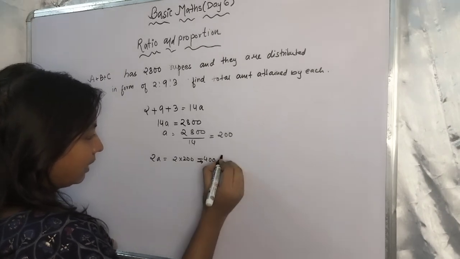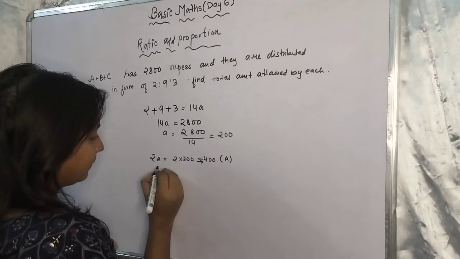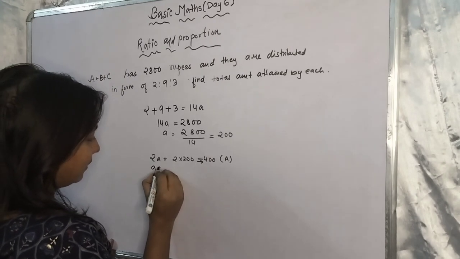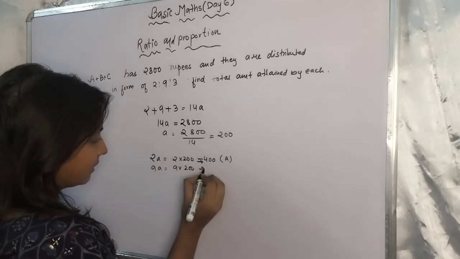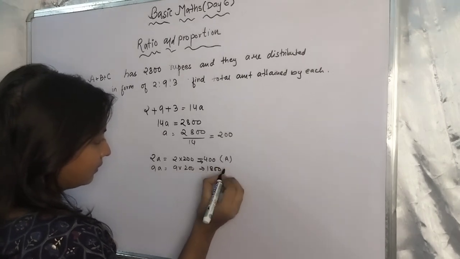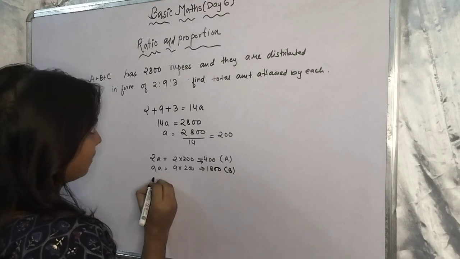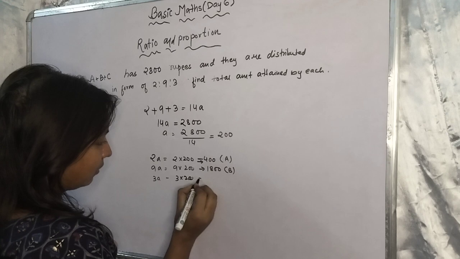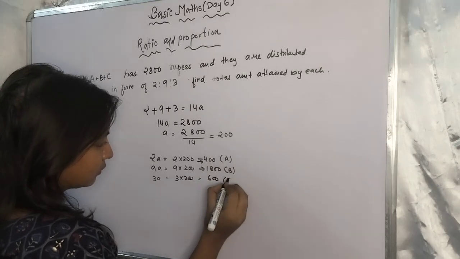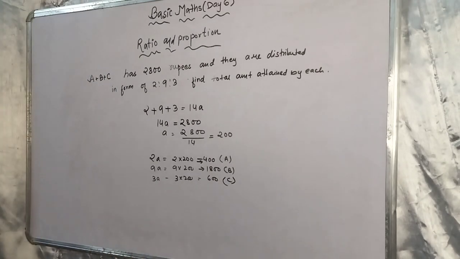So A got 400, B got 9A, or 9 into 200, that is 1800, and C got 3A, that is 3 into 200 or 600. So C. Fine. So this is how we take out this type of question.